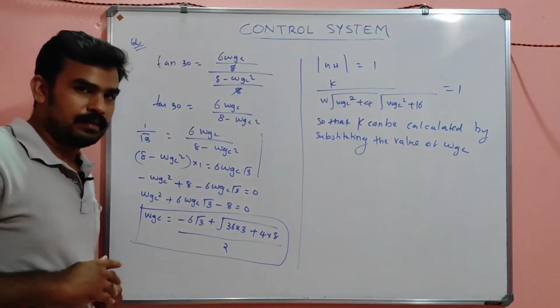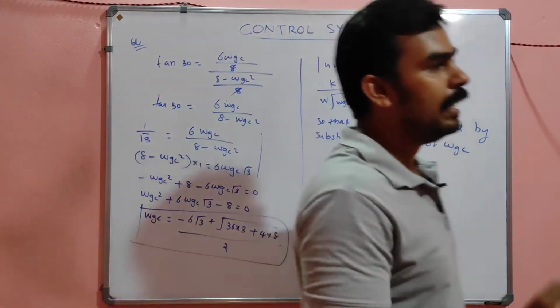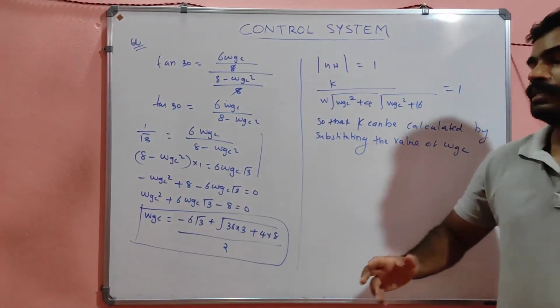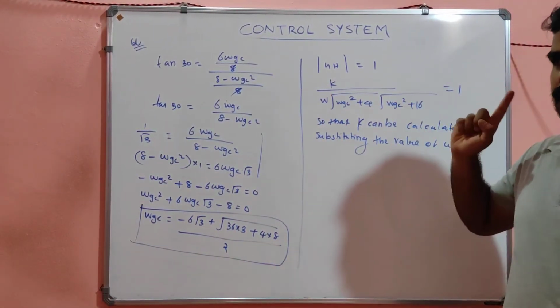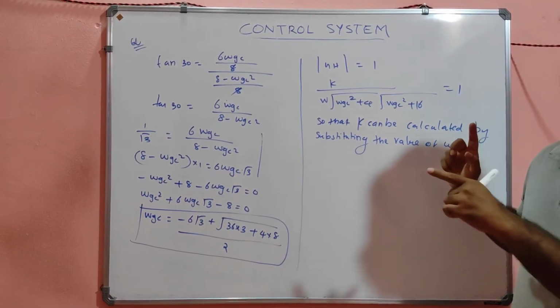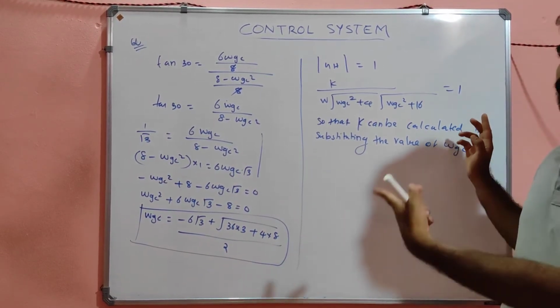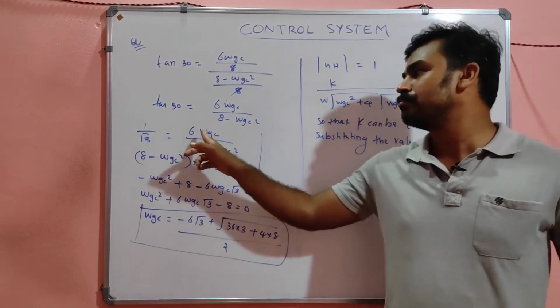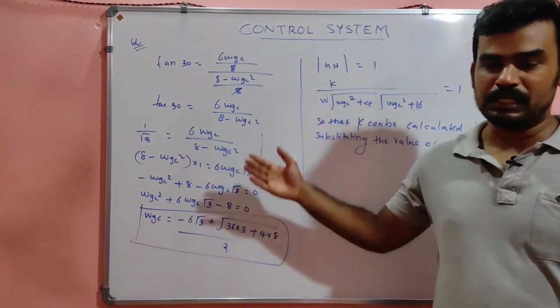That is the answer, my dear. Yesterday I wrongly took part B. I analyzed it, and it was all wrong. But in part A, my dear, I wrongly took simply 6 omega GC equal to 1. So that's why I corrected it.